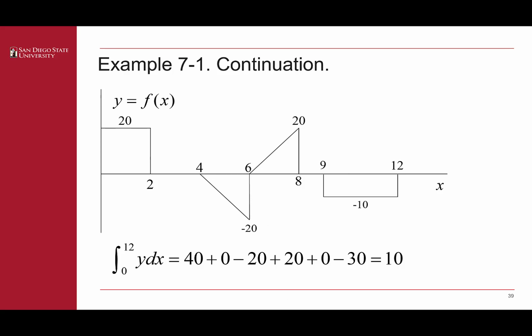Then the other triangle is very similar. Its area is the same, but it's on the positive side. So we add plus 20. We have another line here between 8 and 9. It's also 0. There is no area. And then we have a rectangle finally, and its area is 10 times 3, but it's on the negative side. So if we add all these area values, considering their positiveness or negativeness, we will get the result as 10.